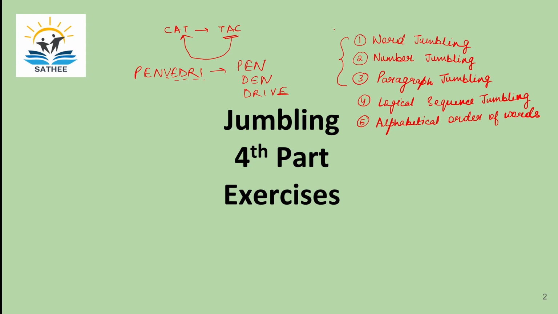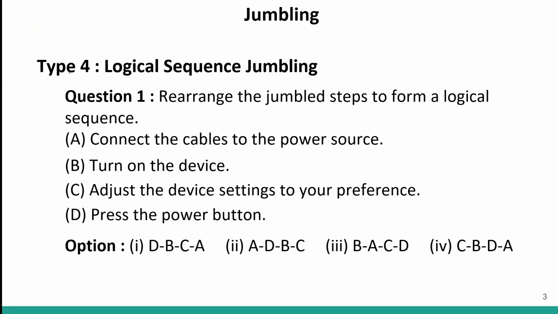In number jumbling, the numbers were jumbled up and we had to arrange them either in ascending order or in descending order, right? So this we discussed. And paragraph jumbling, also known as sentence jumbling or parajumbles, in which we were given five or six sentences that were jumbled up, and we had to make a coherent or a meaningful paragraph from it. Today we will study these two types, that is logical sequence jumbling and alphabetical order of words. Okay, so let us start with type 4, logical sequence jumbling.